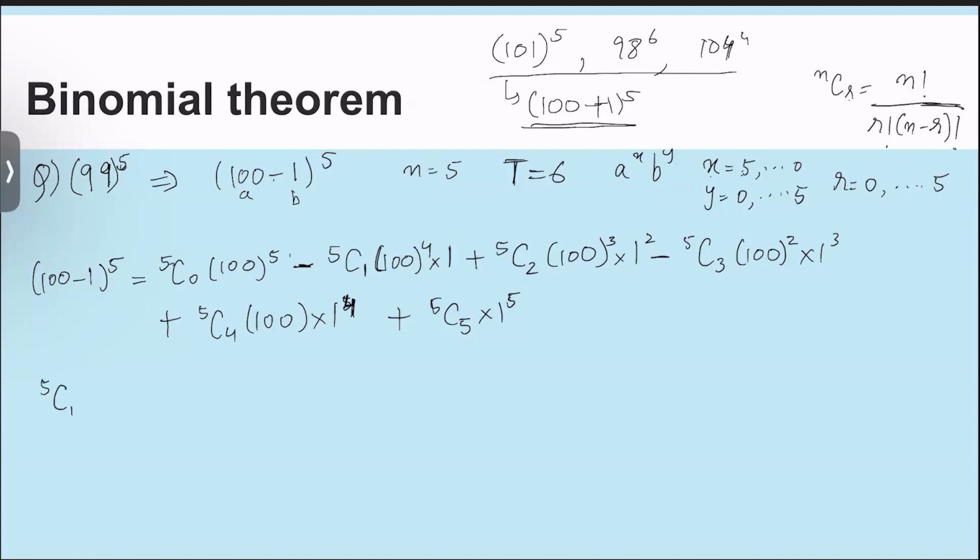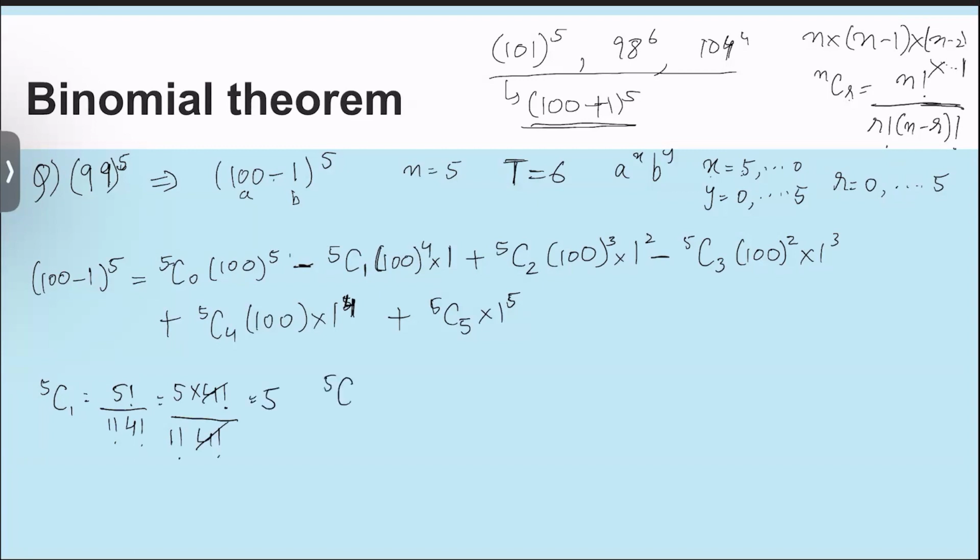Then you have 5C1, so that would be 5 factorial upon 1 factorial, that is r factorial, and 5 minus 1 factorial, so that is 4 factorial. So you know that any factorial you can write as n into n minus 1 into n minus 2, all the way up to 1. Okay, so this is how you write the factorial. So 5 factorial can be written as 5 into 4 into 3 into 2. So let's just write this as 4 factorial, 1 factorial and 4 factorial. So 4 gets cancelled. So this is 5.